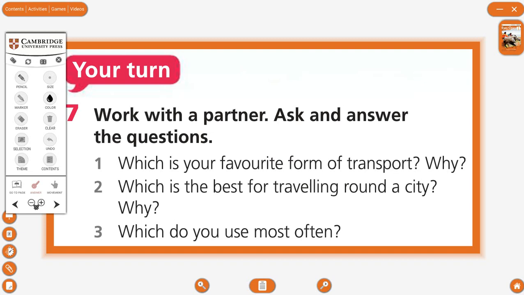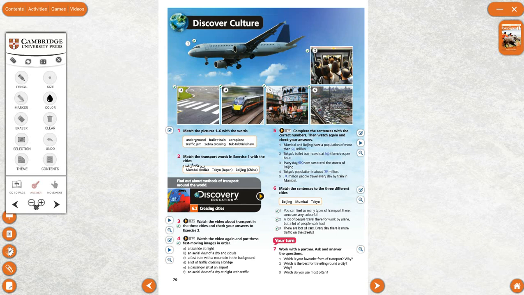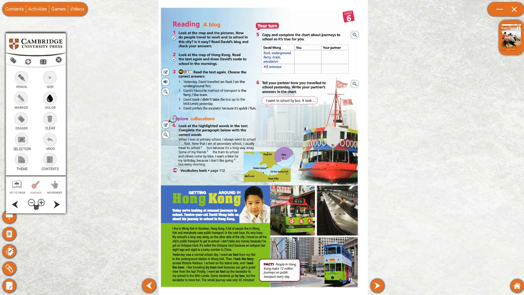Okay, now I'll pass this exercise. Turn to the next page, please. Look at exercise 1, reading. This is the reading page, page 71. And look at the first exercise.